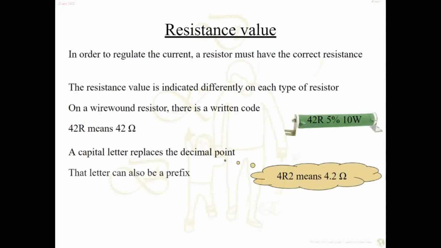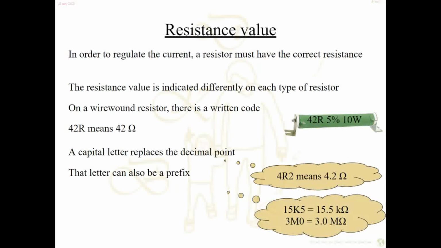But the letter can also be a prefix. We always use a capital, so that makes a bit of a change. So 15K5 is 15.5 kilo ohm, and 3M0, that's 3.0 mega ohm. The rest of the code, 5%, that's the tolerance. The resistance value can deviate by 5%.